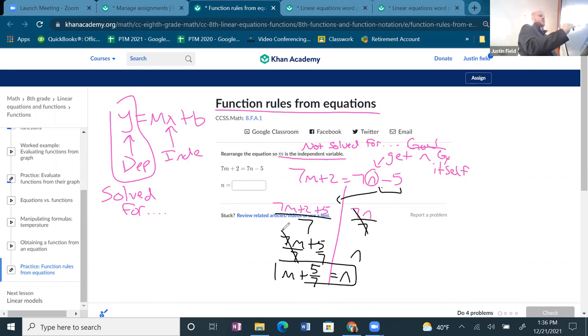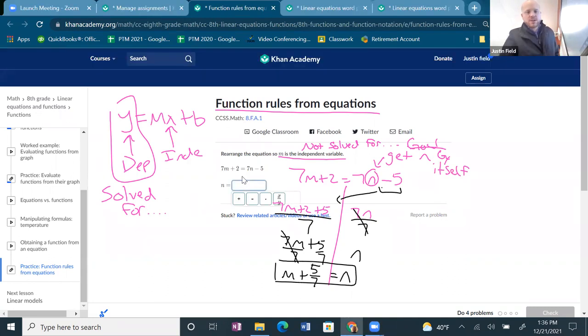And guess what? We just solved for n. So we should be right. Let's give it a go. M plus 5/7.